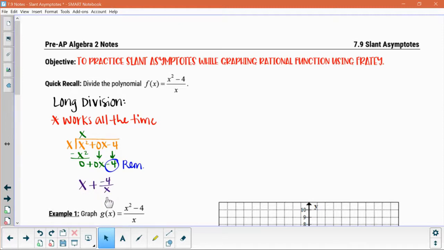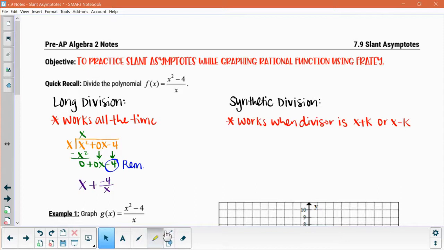Now here was one option for how you could do it. Another option is you could use synthetic division. Now something you have to be careful of with synthetic division is it only works when your divisors are x plus k or x minus k, where k can be any number. It can't be anything else. It can't be 2x plus 1. It can't be x squared plus 1. It has to be x plus a number or x minus a number.